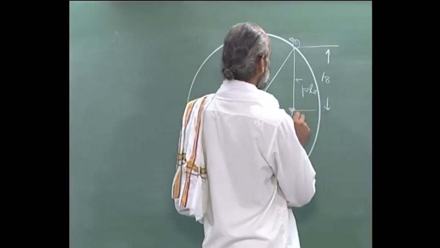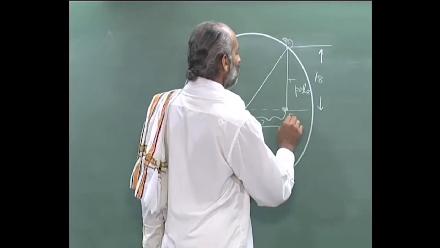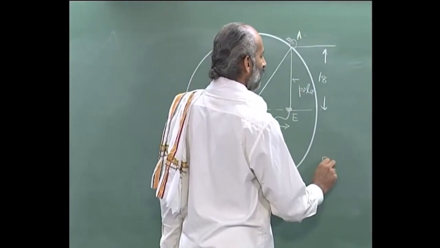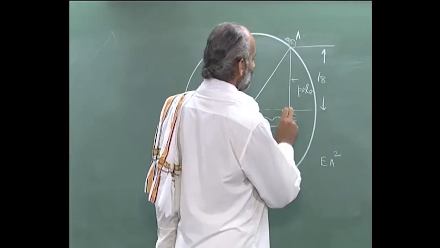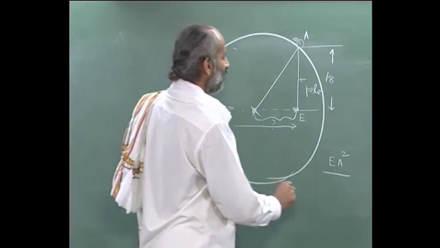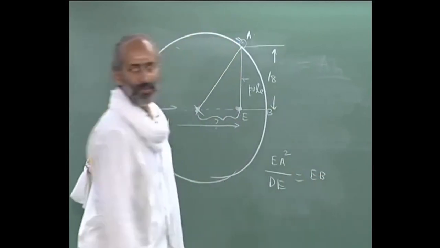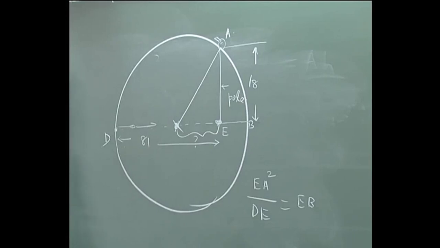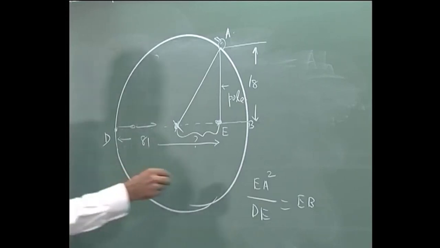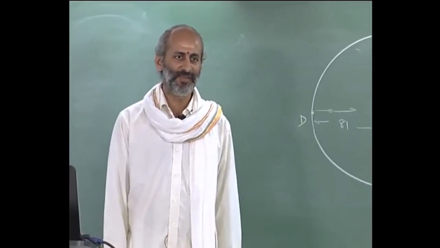So suppose we use the same notation, that will be easier. So let us say this is EA, so EA square divided by, suppose we call this D, so D is, suppose this is B is equal to EB. So EA is known, DE, so that is all. So you will be able to solve this problem. Okay, this is a direct application of this.